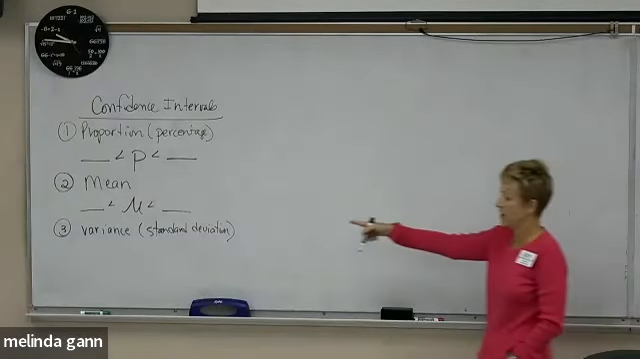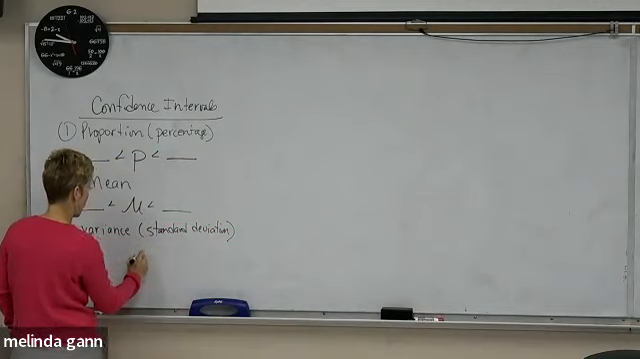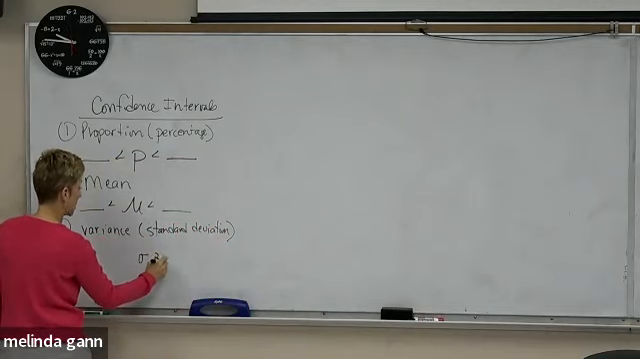Then what's your symbol for variance? Sigma squared. So it's going to be sigma squared. So here's the form of your answer. Sigma squared is going to be between two blanks.